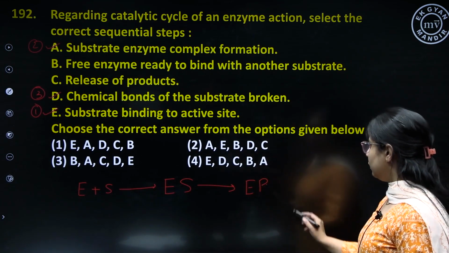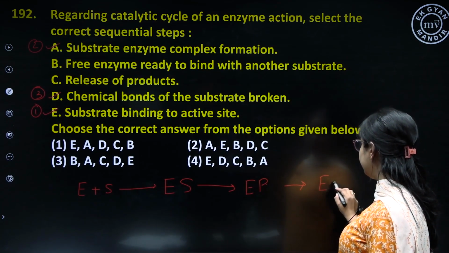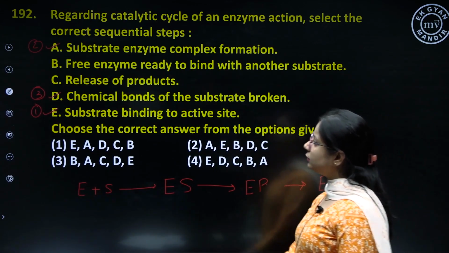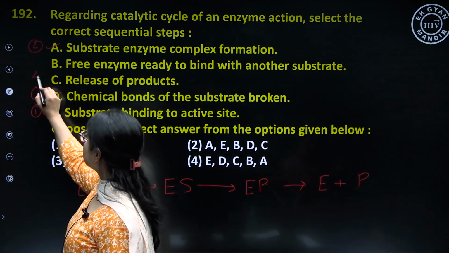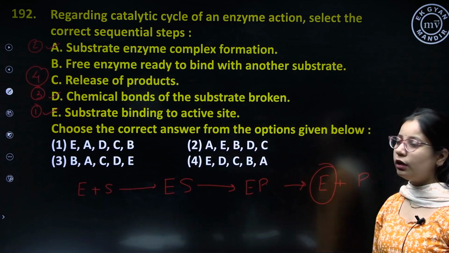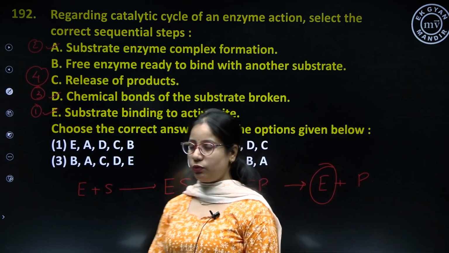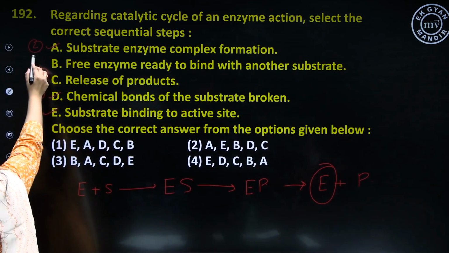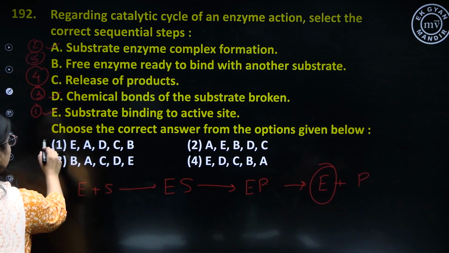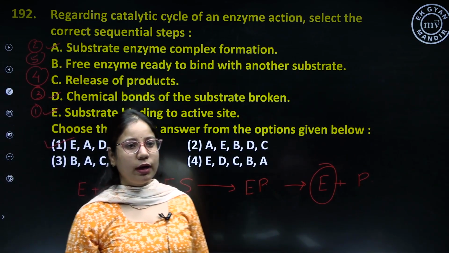Then the product is released, that is fourth number, C. And now the enzyme, you can see, is also free to react with another substrate. So fifth number is this. The correct option for question number 192 is option number 1.